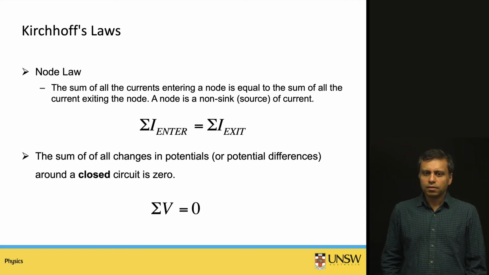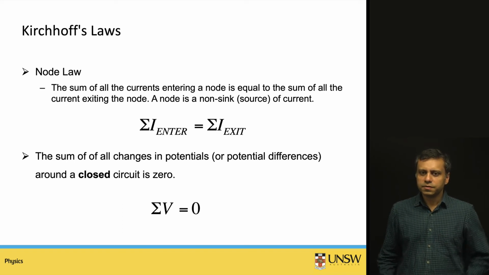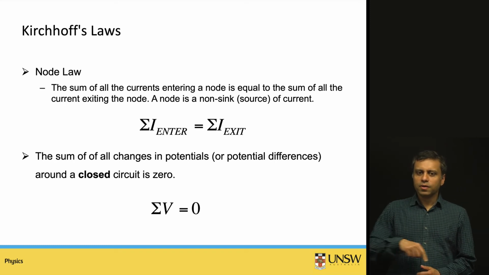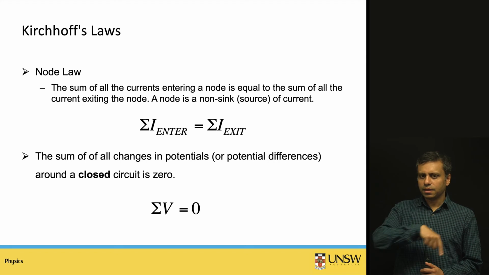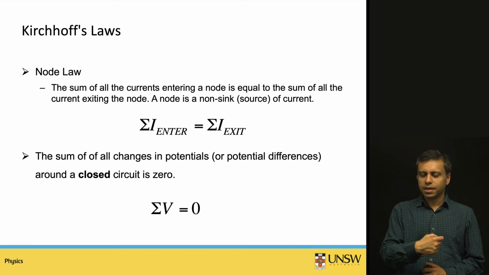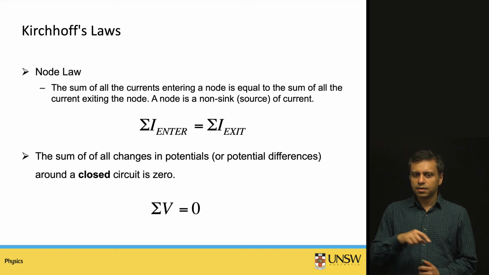The other law tells you that the sum of all changes in potential, or potential differences, around a closed circuit is zero. We have seen that in a series combination, the potential difference across various components is different. So if you traverse the full circuit in a loop along with the battery, and add up all the individual potential drops across the various components, including that of the battery, then all those should add up to zero. The sum of all the potential drops in a closed circuit is always zero.